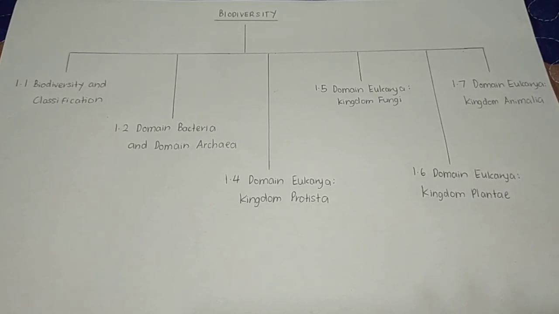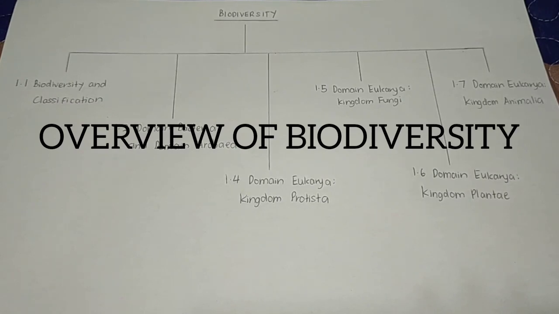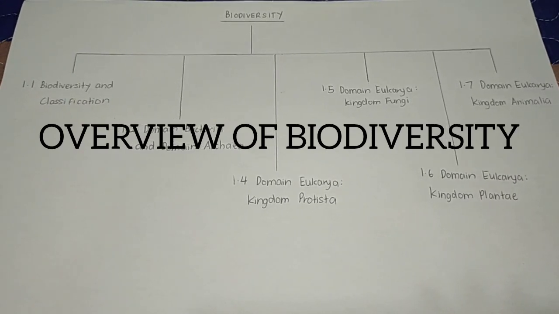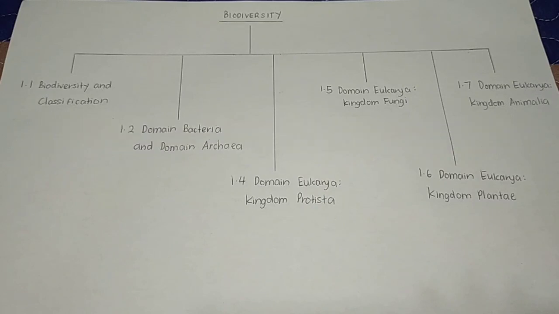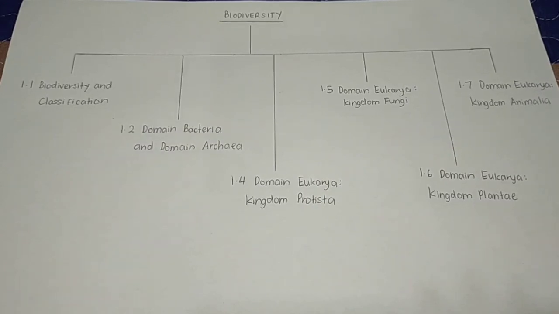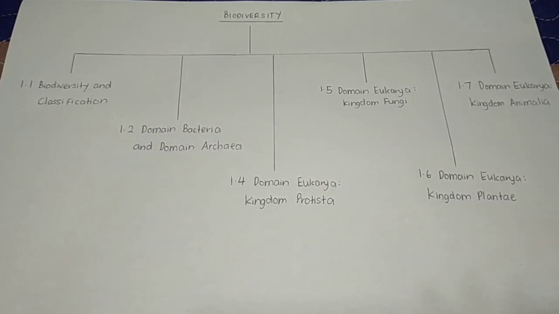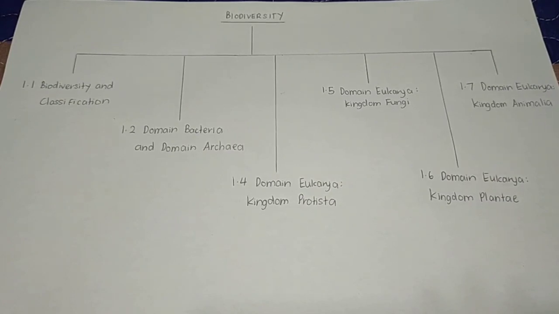Okay, so first of all, I would like to overview chapter 1, which is biodiversity. Okay, so actually biodiversity adalah chapter yang pertama dalam semester 2. So, kita boleh tengok dulu the learning outcomes for chapter 1.